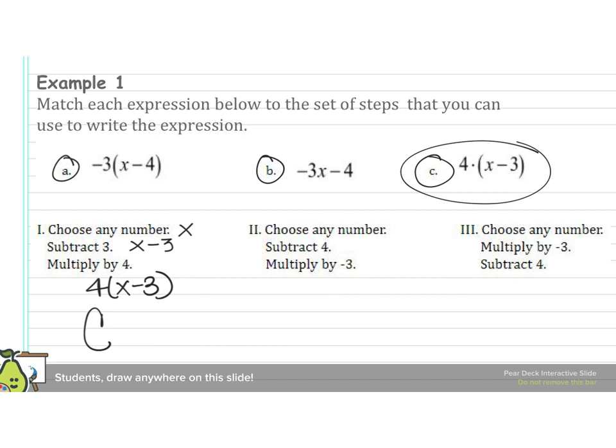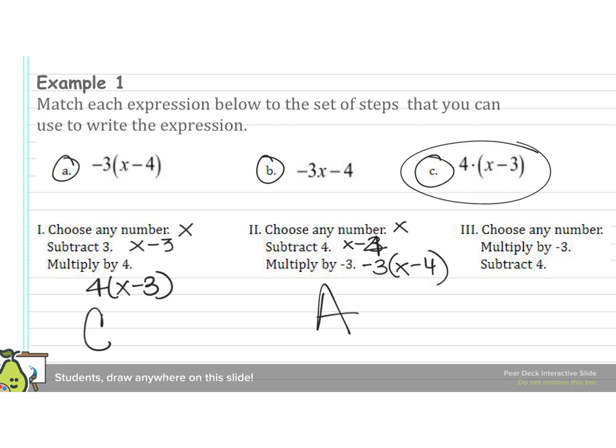Okay, and let's think about these last two that we have here. So this one, you have parentheses around the x minus 4. So that means that you take a number, you subtract 4, and then you multiply it by negative 3. That's what A is saying, okay? So this one is A. Choose any number, subtract 4, multiply it by negative 3. So you can think about it as x minus 4, and then we multiply by negative 3.